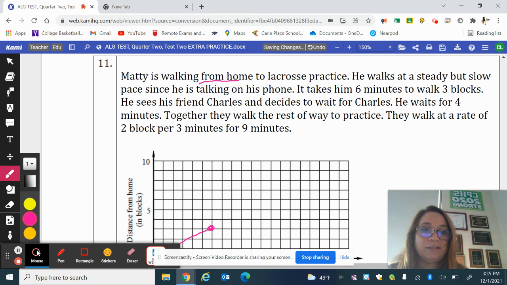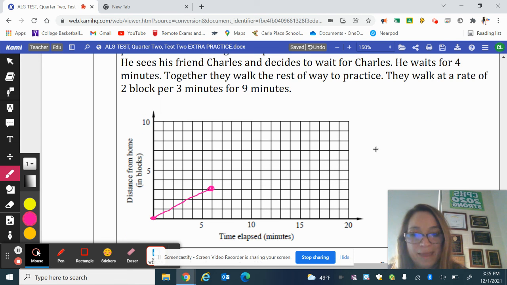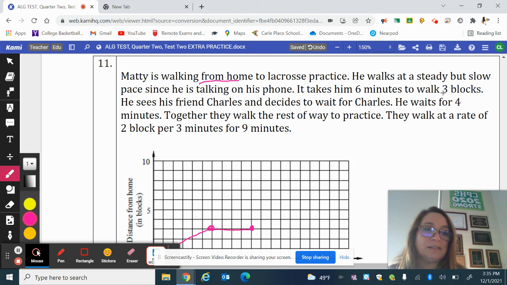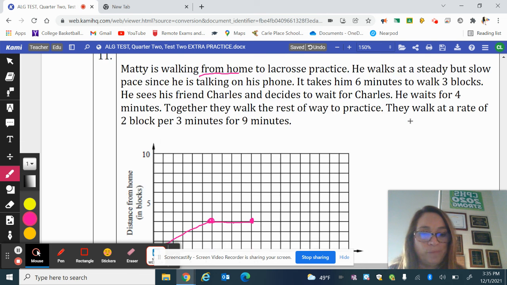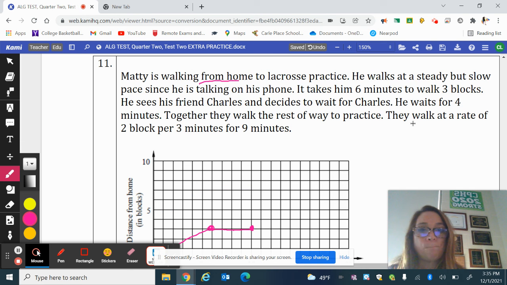Okay, steady but slow. He sees his friend Charles and decides to wait for Charles. He waits for 4 minutes. So 1, 2, 3, 4 minutes. So now 10 minutes has passed. And you can always double check that because it's like, oh, okay, here's 6 minutes. Here's 4 minutes. I should be at 10, and yes, I am.